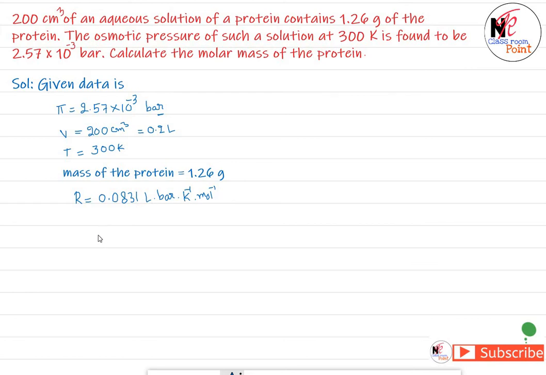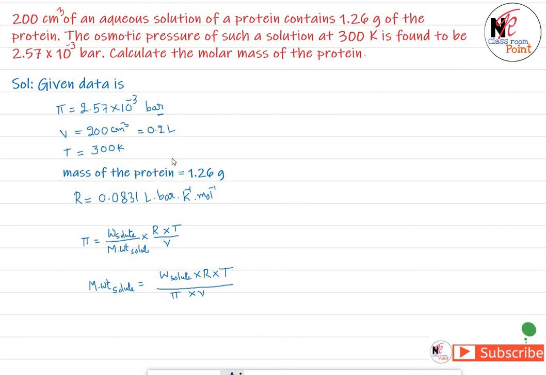Now let's go for the formula. So osmotic pressure formula is pi equals weight of solute by molecular weight of solute into R into T divided by volume of the solution. Here volume of the solution I am considering in liters. If you want to take only milliliters or cubic centimeters, then you have to take the 1000 in the numerator. Our duty is to calculate the molecular weight of the solute. So by rearranging this formula, we shall get the molecular weight of solute equals weight of solute into R into T divided by pi into V.